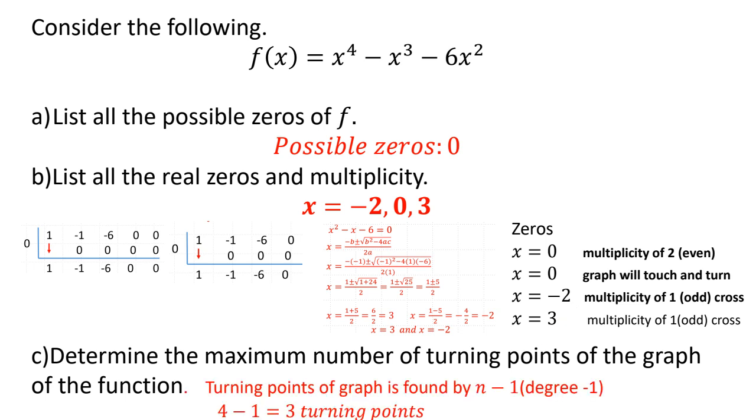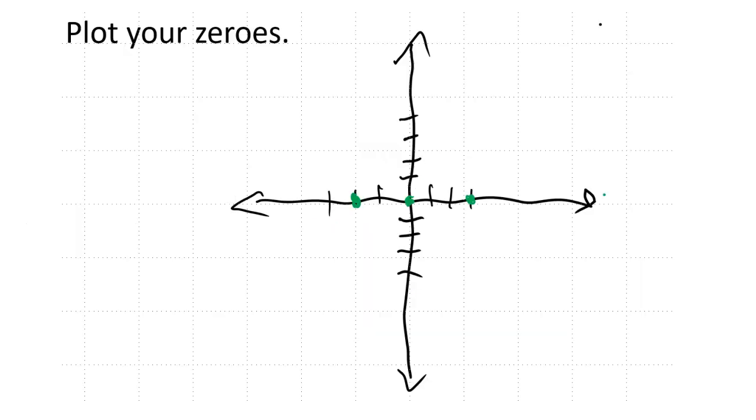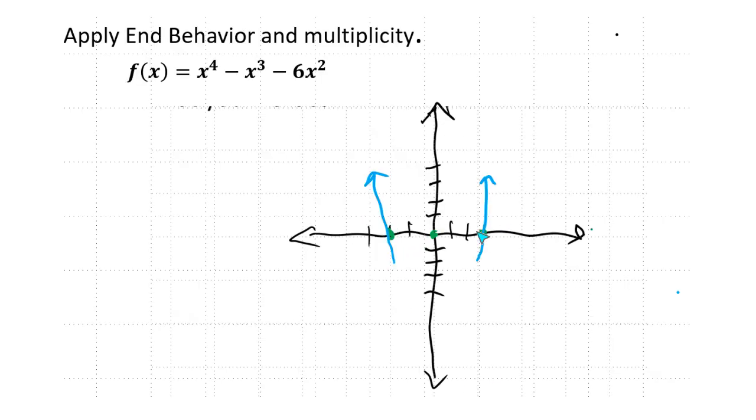The turning points is the degree minus 1, so we have 3 possible turning points. The first thing you want to do is plot your zeros, and then apply the end behavior. This is an even degree with a positive leading coefficient. That means the graph should rise to the right and rise to the left. At x equals 3 and at x equals -2, the graph is going to cross. So that's why I extended my graph going down.